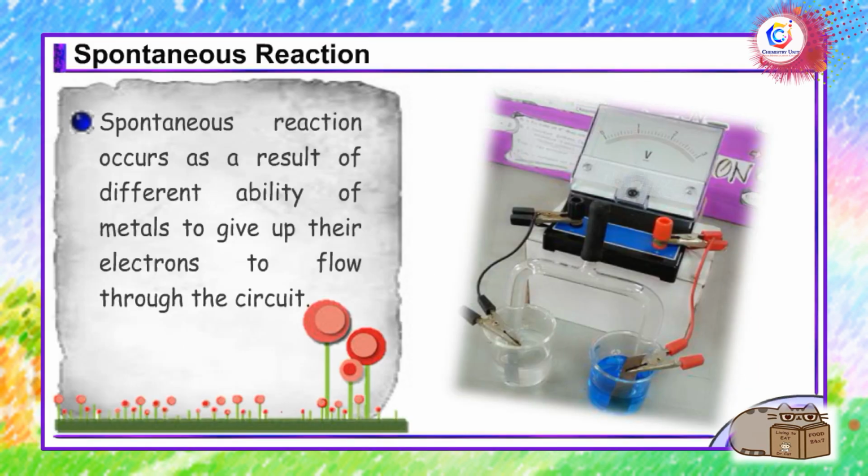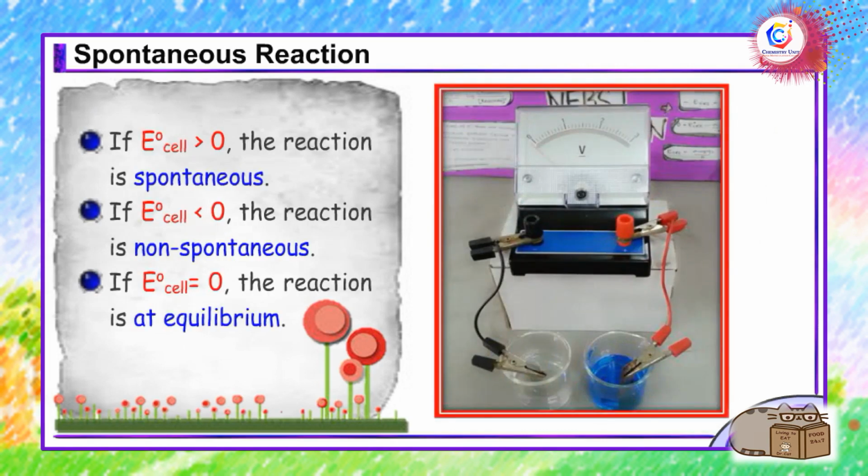Spontaneous reaction occurs as a result of different ability of metals to give up their electrons to flow through the circuit. If E0 cell is greater than 0, the reaction is spontaneous. If E0 cell is less than 0, the reaction is non-spontaneous. If E0 cell is equal to 0, the reaction is at equilibrium.